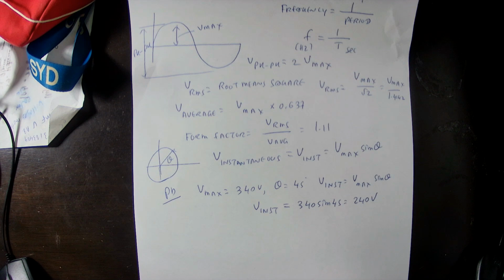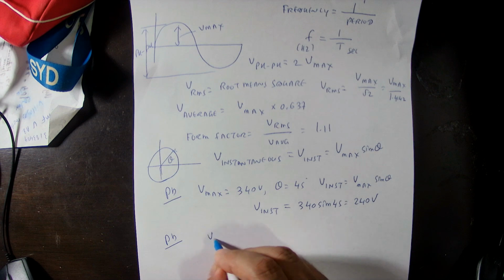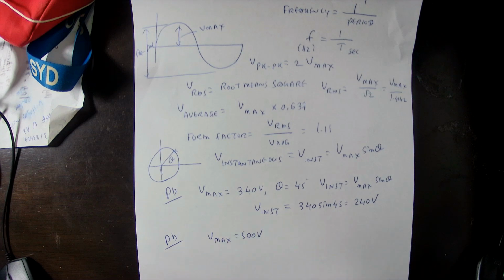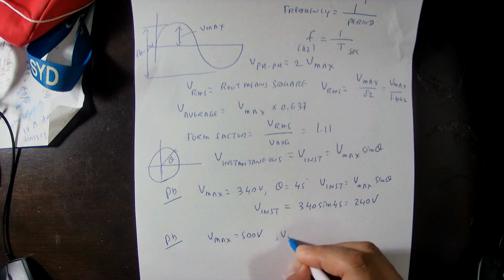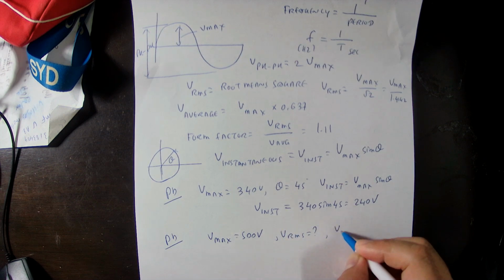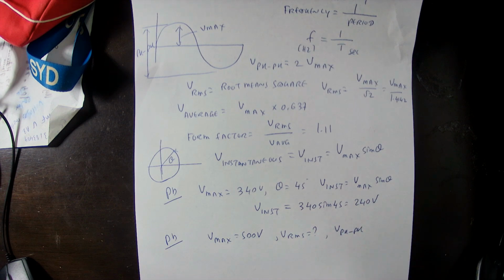Another problem: V maximum is given as 500 volts. We need to calculate VRMS, and we also need to calculate V peak-to-peak. Also we need to calculate V average.